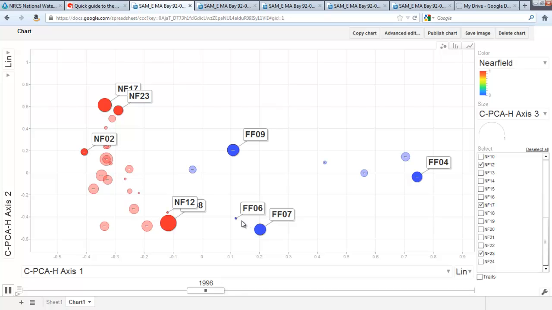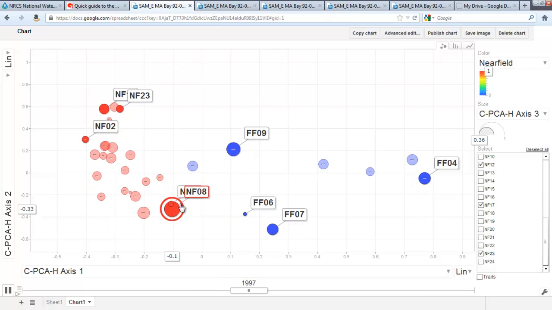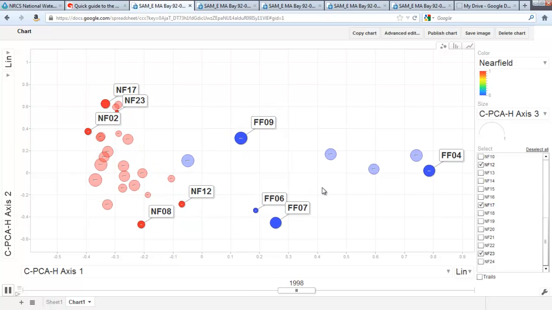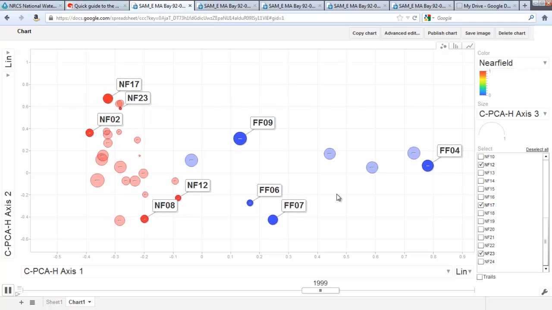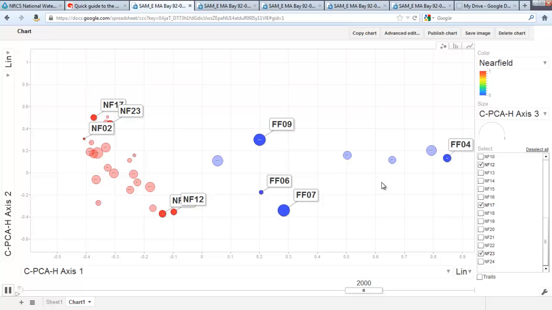Here are the 2 Cape Cod Bay stations. They're relatively stable, 1996, 1997. These stations are relatively stable. Farfield 9, relatively stable. We're heading up to the 2000 period. So it's 1999, 2000, 2001. Did you see the transition?